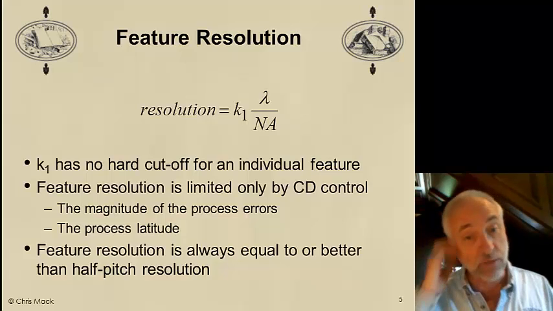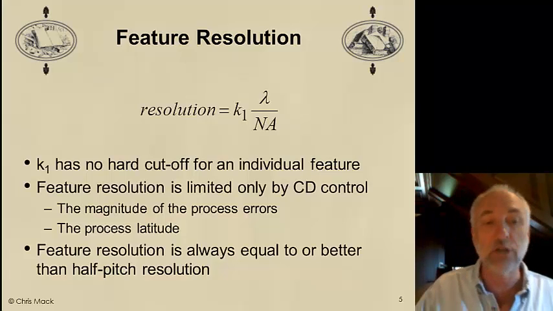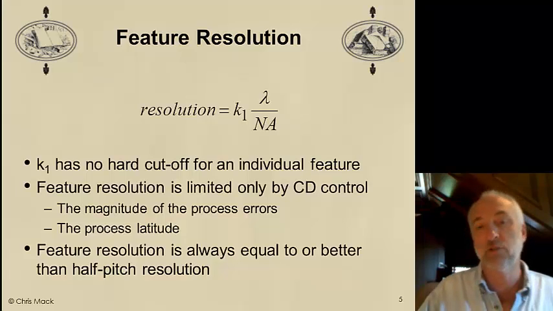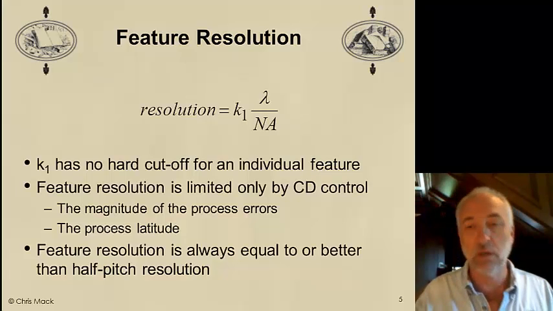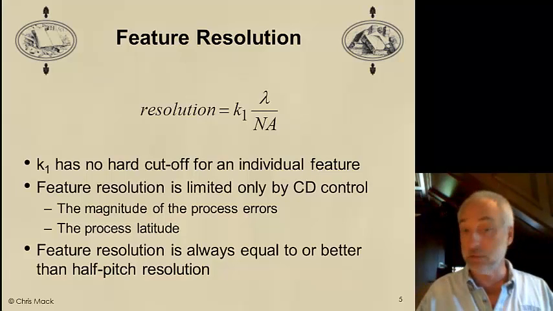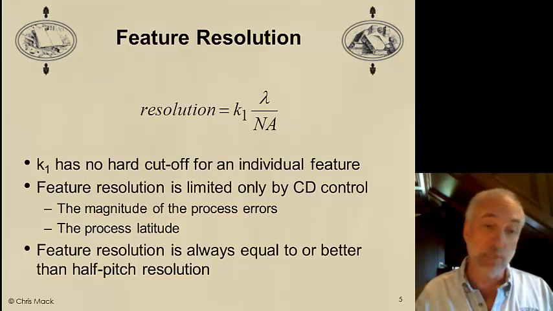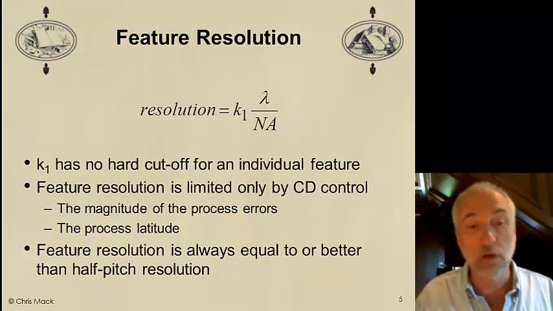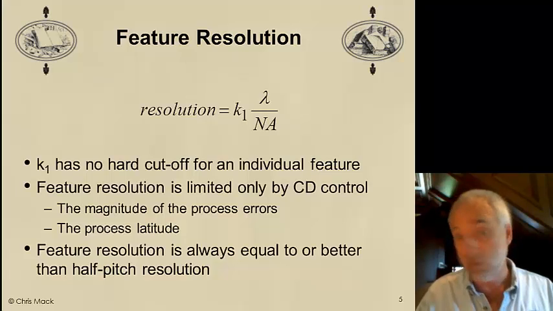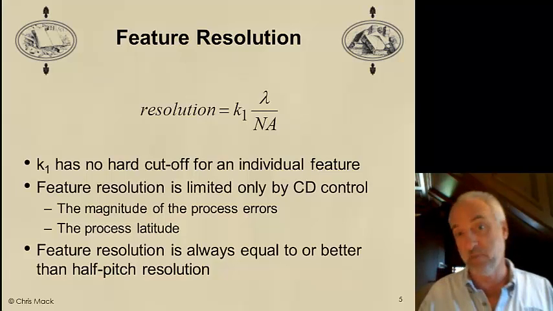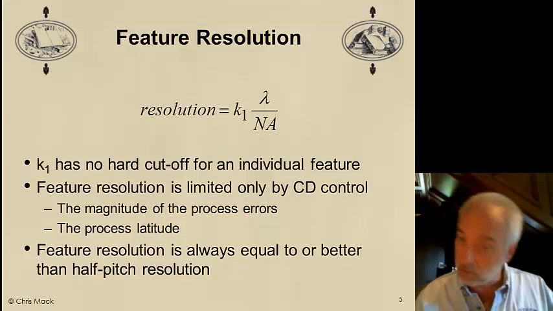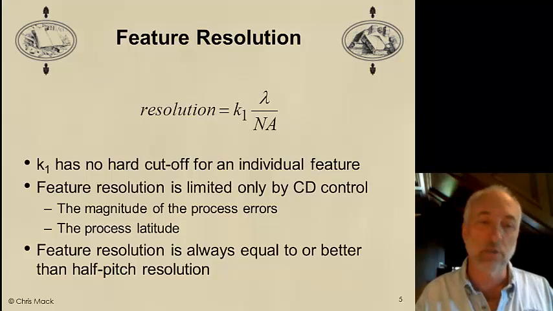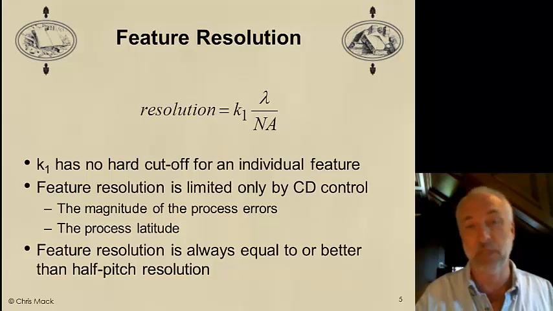As a result, the feature resolution is always at least equal to, but generally better than, the half-pitch resolution. And to say that I can resolve 20 nanometer features, maybe you can, but that doesn't mean you can resolve 20 nanometer half-pitch. Maybe you can only resolve a 40 nanometer half-pitch, but 20 nanometer features. So you've got to be very careful which resolution you're talking about when you refer to resolution. Is it the minimum feature or the minimum half-pitch? They can be very different.